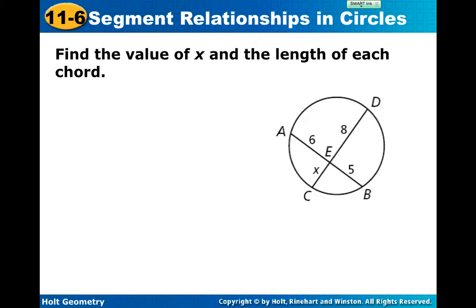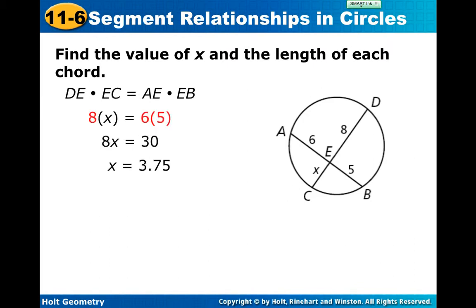6 times 5 has to equal 8 times x for the theorem. Then once you know what x is, to tell the length you're adding together. Okay, here you go, Abby and Jack. You set up multiplying for the theorem. That's how you figure out what x is, multiplying. But then for the length of the segments, you're just adding the two segments together. So AB was 11, and then DC would be 11.75.